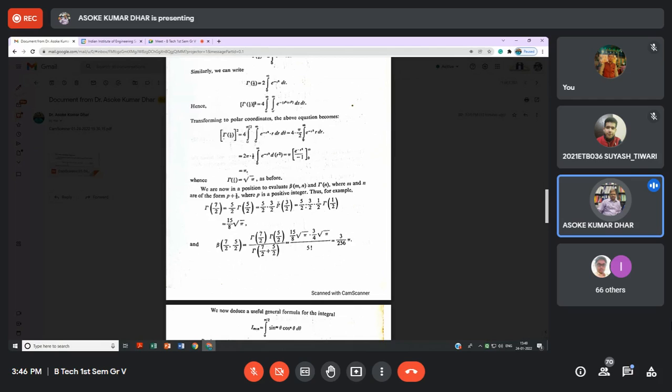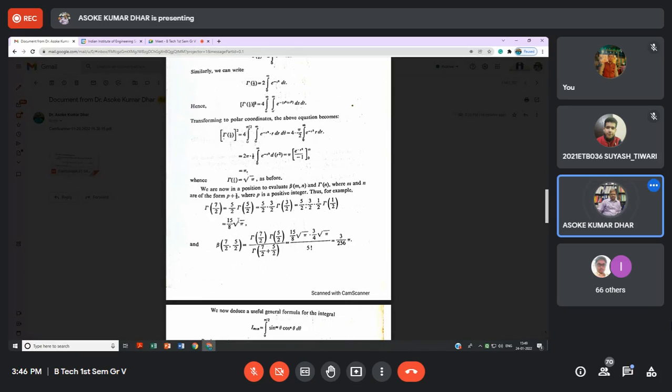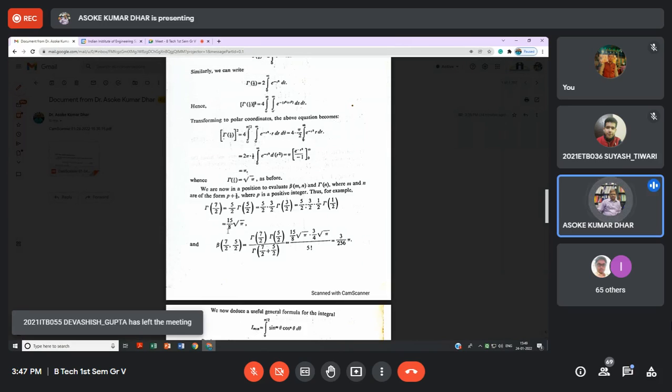We are now in a position to evaluate beta m n and gamma n, where m and n are in the form this, where t is a positive integer. Now gamma 7 by 2 is equal to, gamma n plus 1 is equal to n gamma n. Put n is equal to 5 by 2, gamma 5 by 2, 5 by 2, 3 by 2, gamma 3 by 2, so 5 by 2, 3 by 2, half gamma half, but gamma half is equal to root pi. Putting this value, you will get gamma 7 by 2 is equal to this. And beta 7 by 2, 5 by 2 means this by this, that is this into this by this, that is 3 pi by 2, 5, 6. So you may find the different values of gamma function, beta function for different values of m and n.